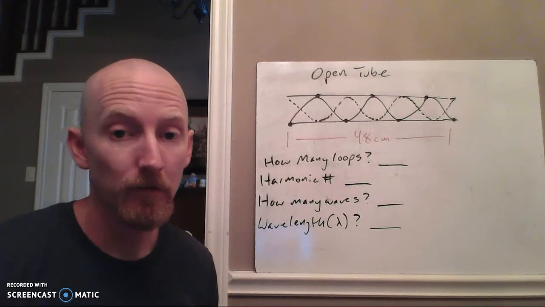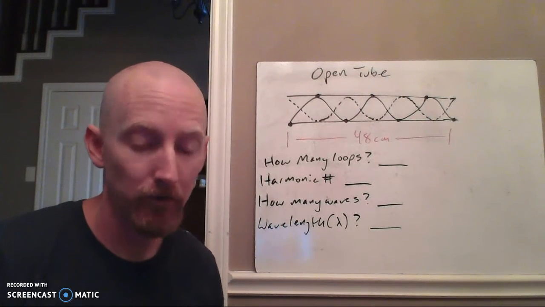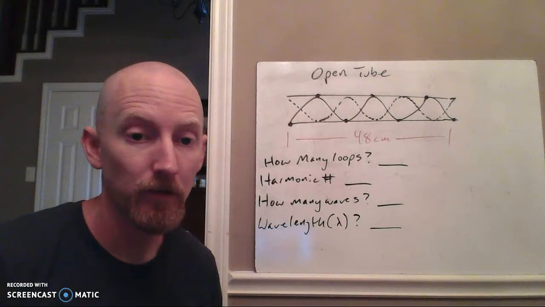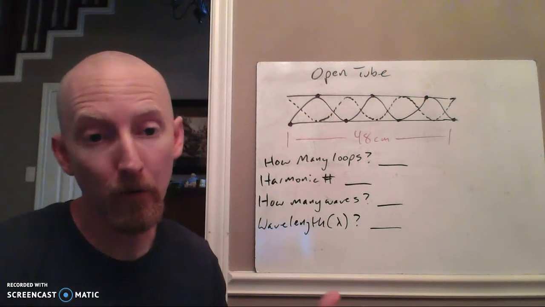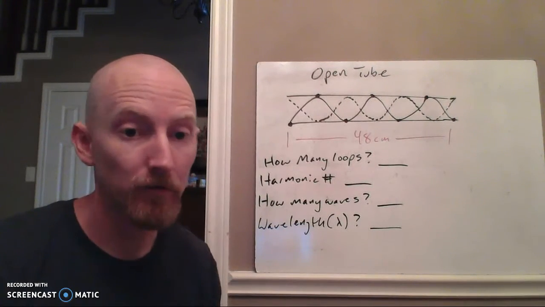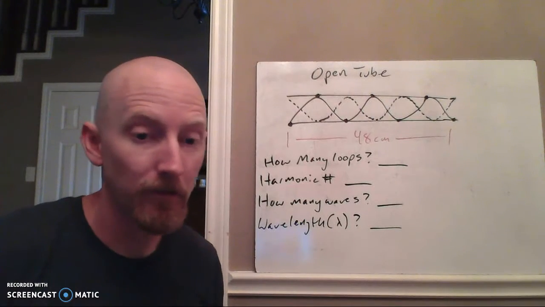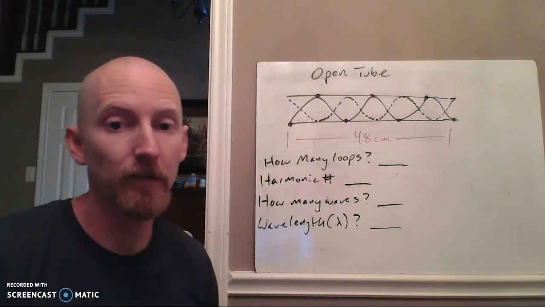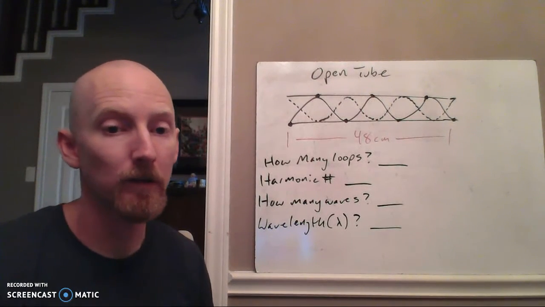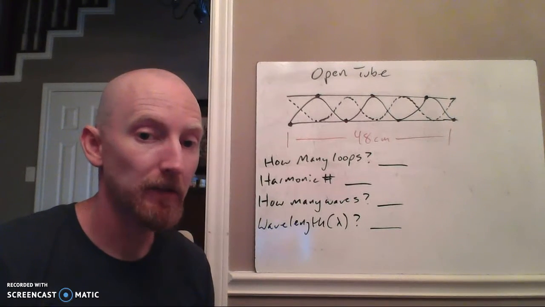Hey guys, so we're going to try a couple practice problems here about open and closed tubes. Now remember, open tubes and strings are the same. So when I do the open tube one, it's the same deal as for a string. So this is an open tube, it's open at both ends. And so how do you approach these?